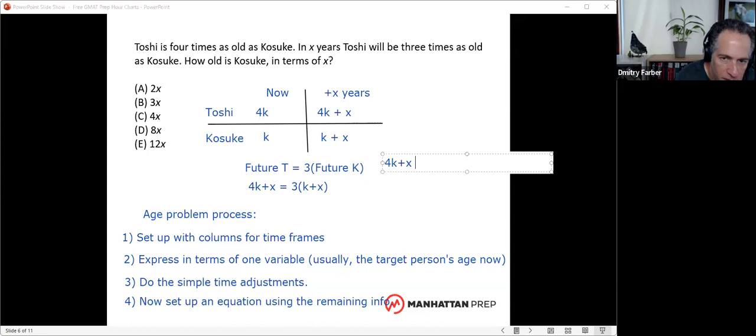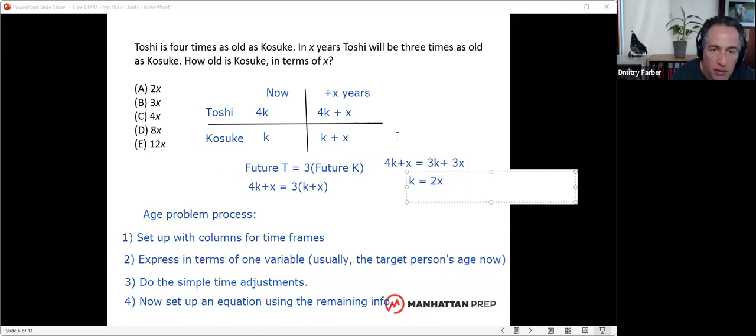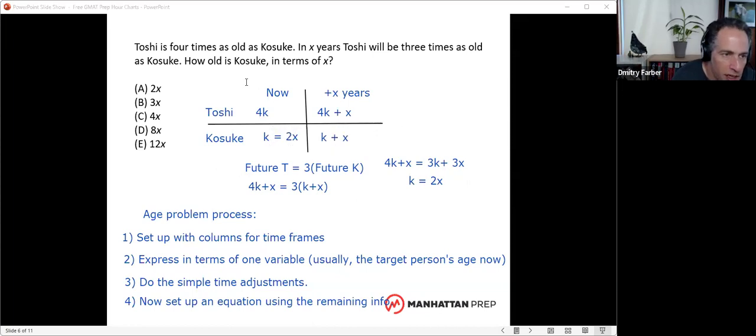4K plus X equals 3K plus 3X. K equals 2X. And then, oh, what do I want? That's it. That was my answer. Again, I should have probably marked this in advance. That's what I want, just to make sure I get it. And there's my answer. That okay?